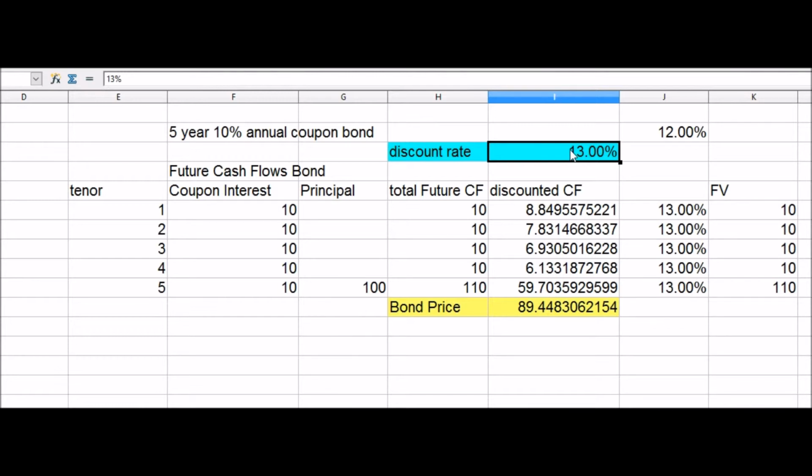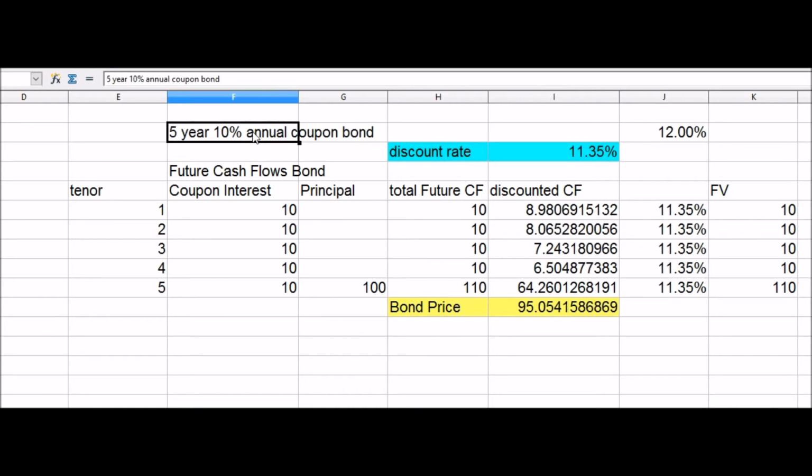If the discount rate falls down to 10%, which is the same as the coupon rate, the bond price now equals the face value. If the discount rate moves to 14%, then the bond prices fall to 86. If the discount rate falls below the 10% coupon rate to 6%, the bond prices move higher. So therefore, you see this very important inverse relationship between bond prices and the discount rate.